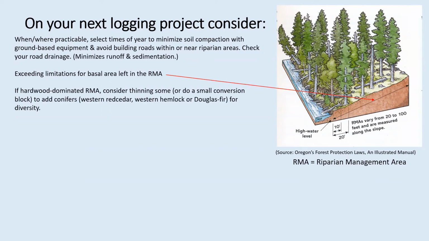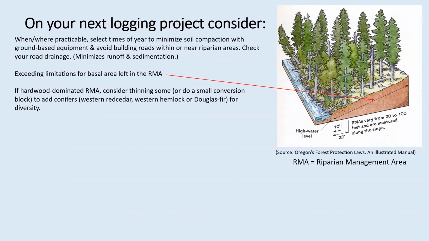If it's a hardwood-dominated RMA, consider thinning some. You don't need to remove them all, of course, because hardwoods are important, but just do a small conversion block to add conifers like western red cedar, hemlock, and Douglas fir for diversity. But also you need the larger trees in there for two reasons. Primarily, one is those conifers will grow much taller than the hardwoods, and so they'll help to provide more shade for this high water temperature problem that exists and will only be exacerbated with climate change.